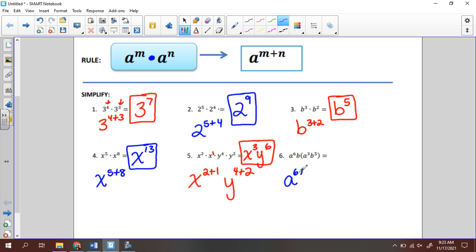6 plus 3. All right, right next to it, we got a b. What are we adding up there? 1 plus 5. Yes, this one has an understood 1, so yes, 1 plus 5. So then final simplified answer, we have a to the 9th, b to the 6th. And you just sit them side by side.